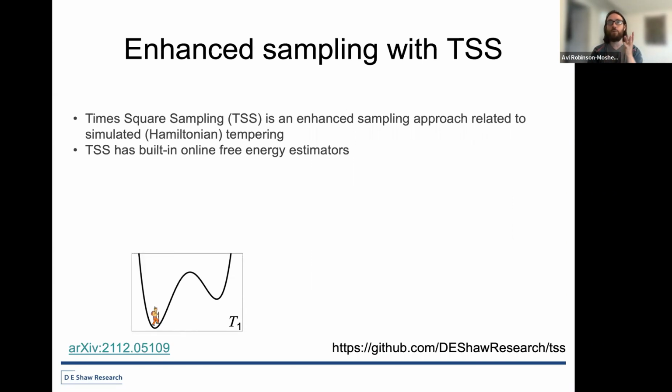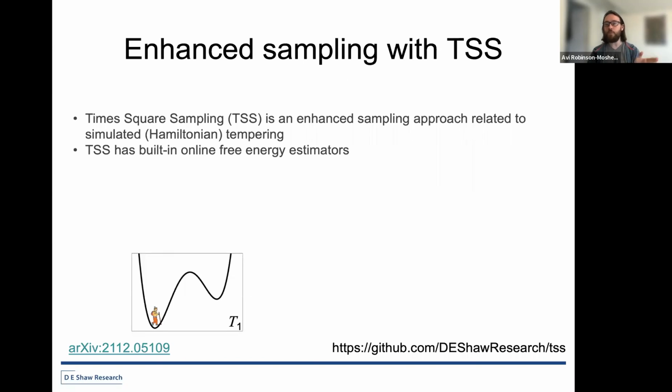To do this correctly, you have to have estimates of the weights for the different Hamiltonians. Those are free energy based weights. That's often something that can be a little tricky in setting up simulated tempering, and you maybe have to estimate them a priori, or run for a bit, estimate them, restart. Happily, TSS actually has built-in online free energy estimators. So you don't have to come up with a priori estimates of your Hamiltonian free energies to do this. You can just run it and we'll figure that out for you as it goes.